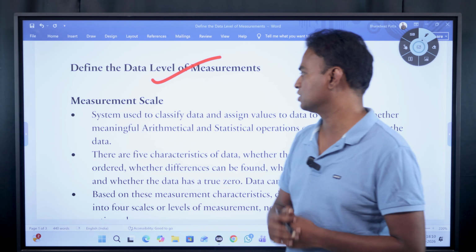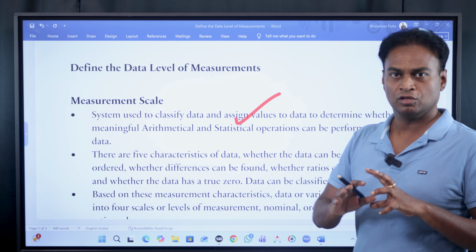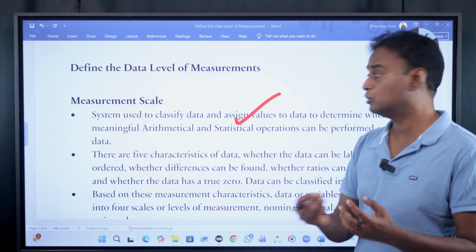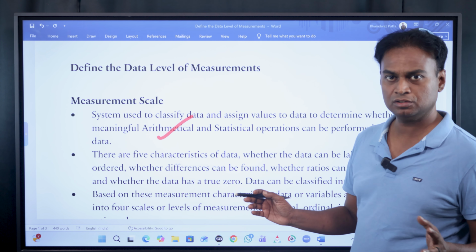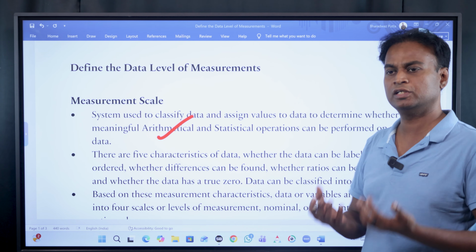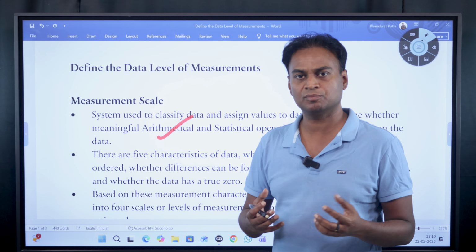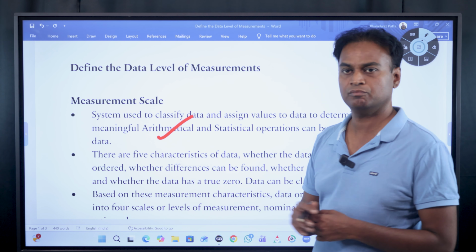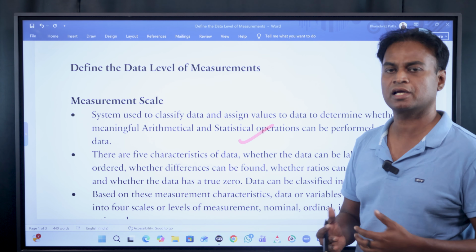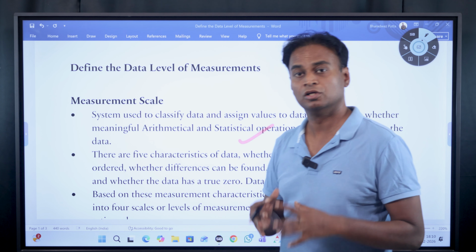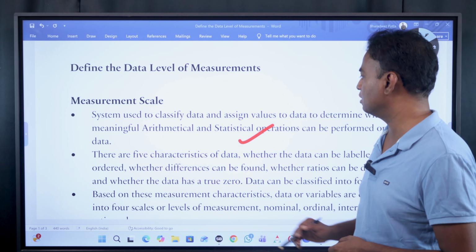First one is, what is a measurement scale? Measurement scale is classifying data to assign values. You classify the data and you give value to that data to determine whether a meaningful arithmetic is possible. Once you classify the data, you will decide, with that data, can you add 2 data points, can you subtract, can you multiply, can you divide, so can you perform any mathematical or arithmetic calculation. And also statistical operations. Statistical means, can you calculate mean, median, mode for that particular data set. All these things are determined by the scale of the data.